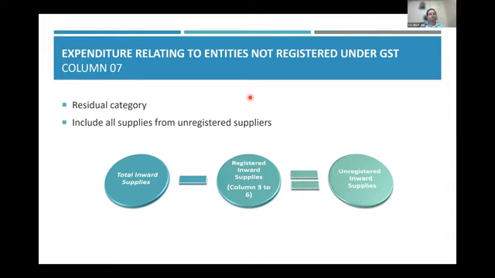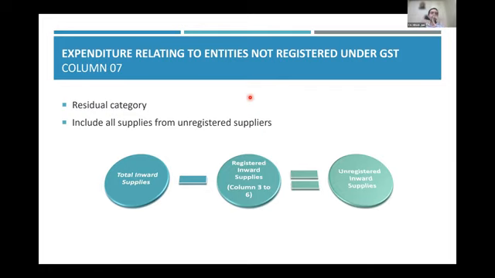Column number 7, the last residual category. In simple terms, when you initially sort your data, you have to do this bifurcation of registered and unregistered, and put everything under registered which are with GST numbers. Those which are not with GST numbers will directly go into this particular column. Here you don't need to go for exempt or composition, because that is not possible in this. It is only unregistered inward supplies which you have to consider. So it is a residual category, just like a dustbin.